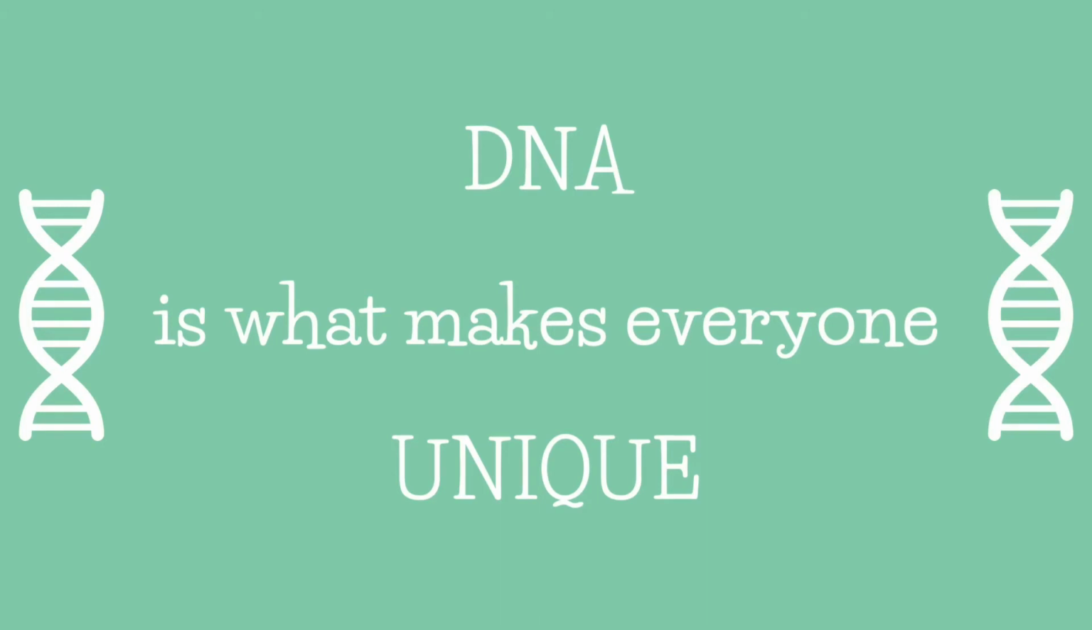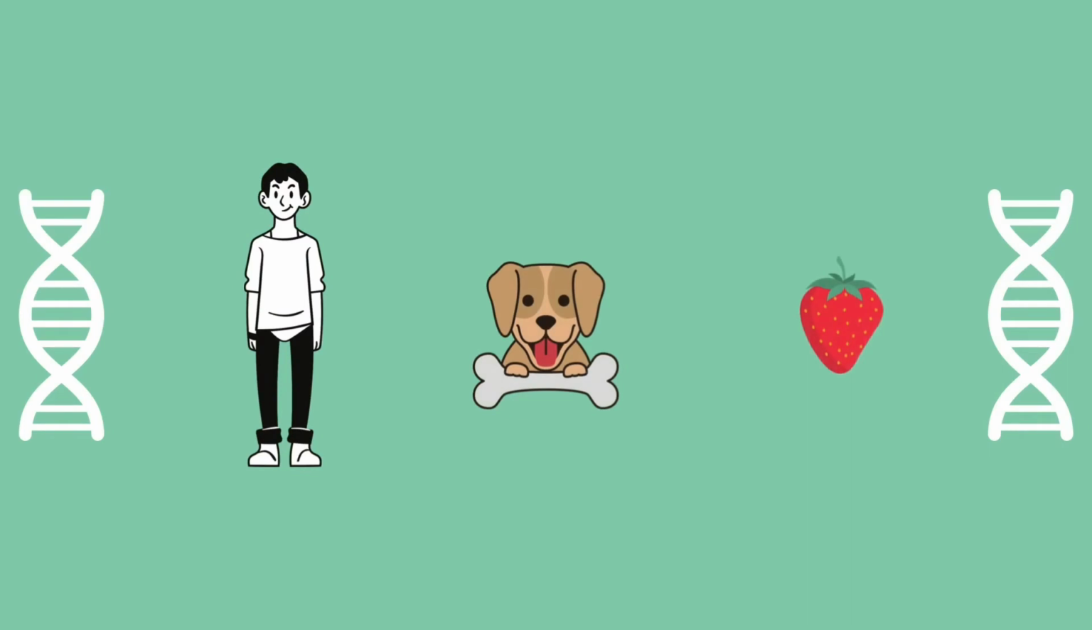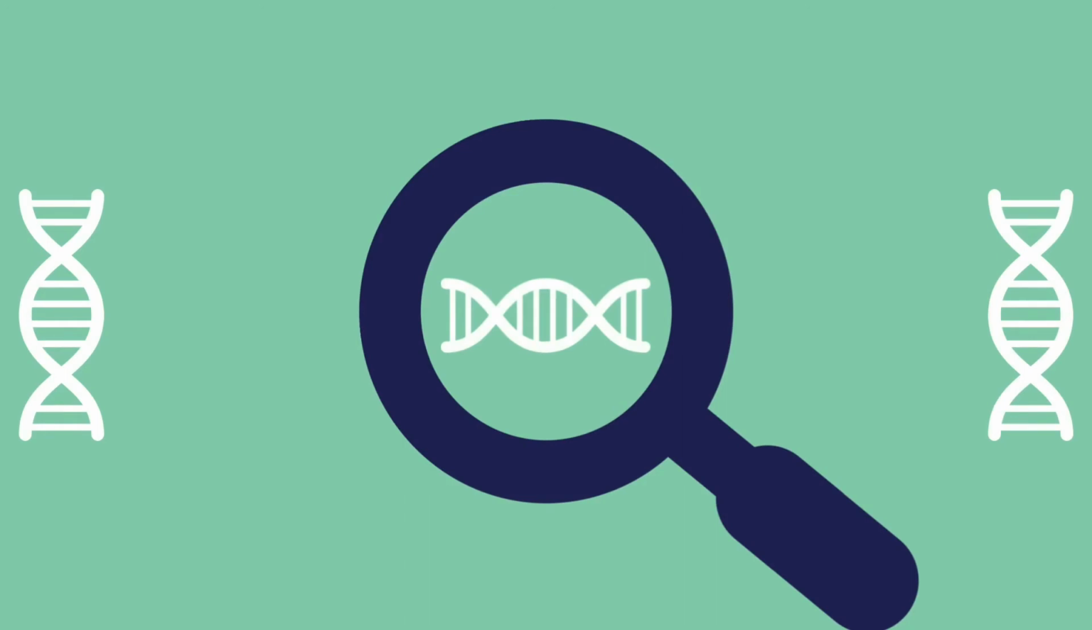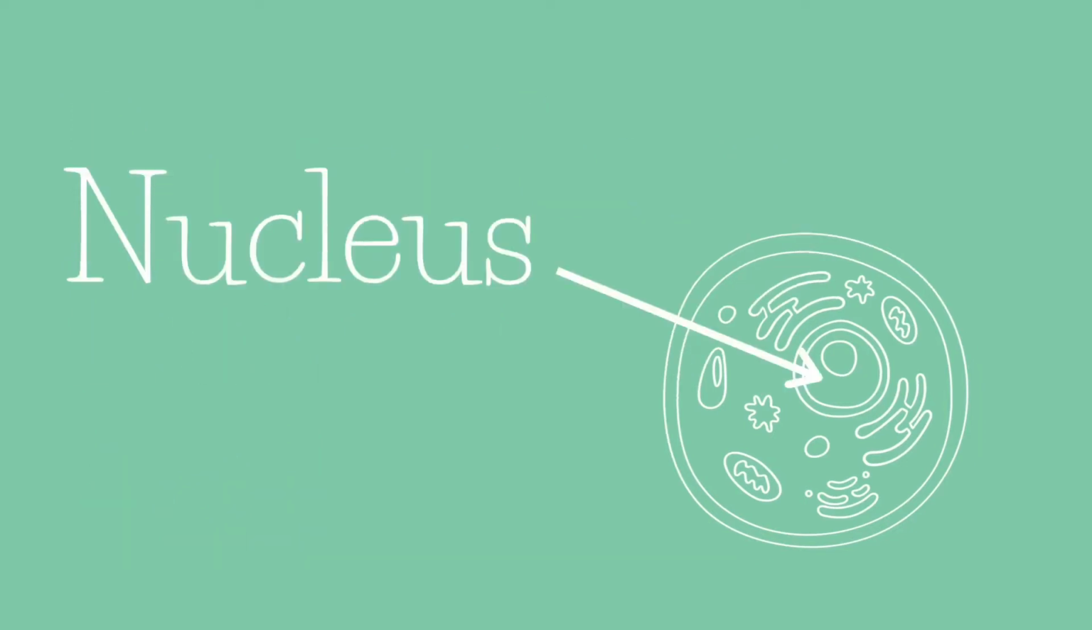How does such a tiny molecule contain the instructions for entire living creatures like people or a dog or even strawberries? Well, to answer that question, let's take a closer look at what makes up DNA. DNA stands for Deoxyribose Nucleic acid and is found in the nucleus of cells.